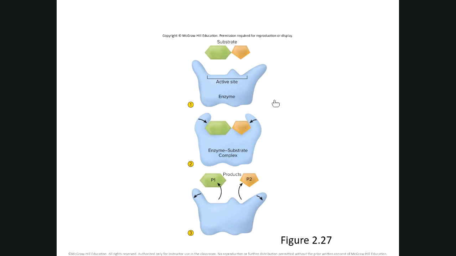Here's a picture of basically what you're seeing. Here's an enzyme, here's the active site, and here's the substrate we're working on. In this case, it looks like we're going to break this down. Once the substrate is bound to the enzyme, we call it an enzyme-substrate complex. The enzyme will work on the bond, break it down, and then we have different products released.